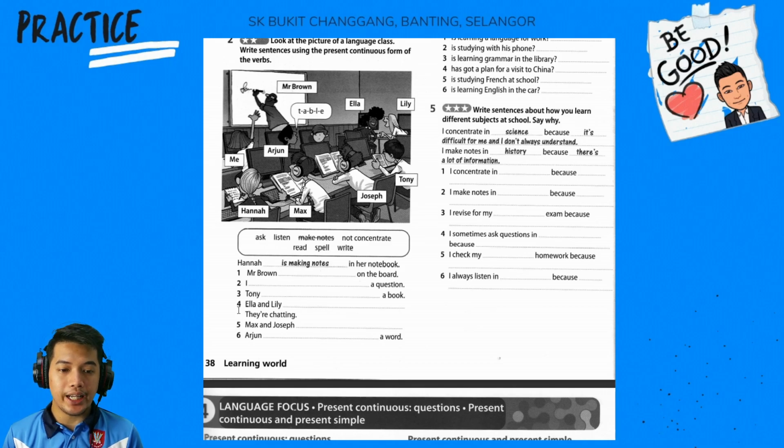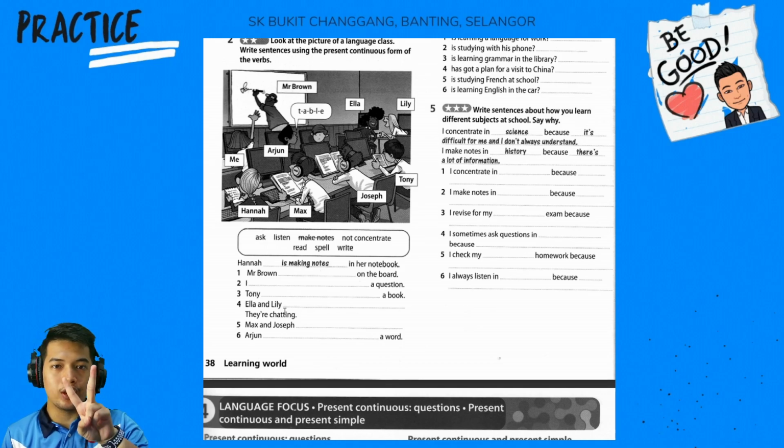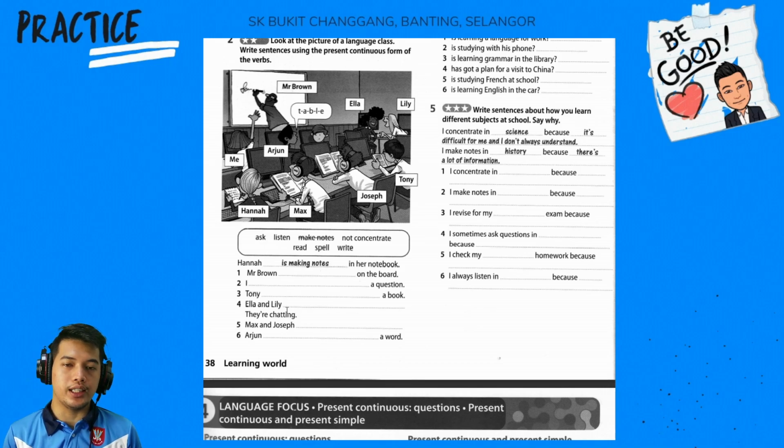How about, let's look at number 4. Ella and Lily. So there are two pupils here. Ada dua orang. So we need to use are because this is plural subject. How about Max and Joseph? Also the same one. We need to use are because Max and Joseph are plural subject. Okay, so you need to write down and turn the verb here into PCT, into present continuous tense.